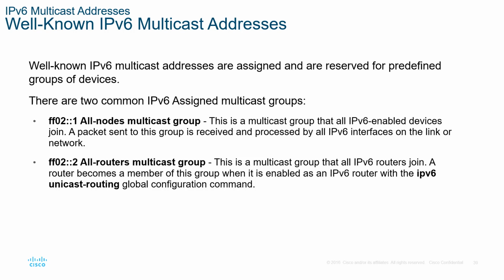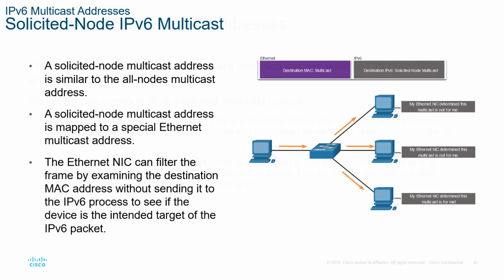Remember that an IPv6 interface will have multiple IPv6 addresses assigned to it, and that includes the multicast group addresses. And again, this is a review of well-known multicast. The next one is going to be solicited node.